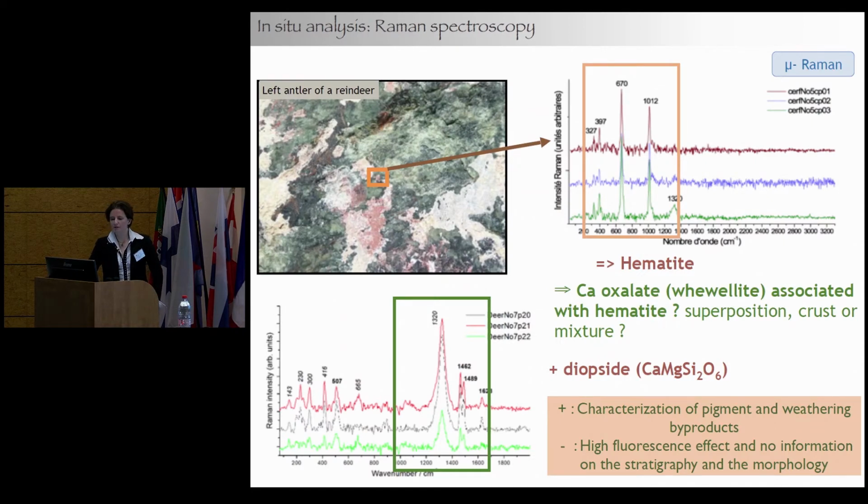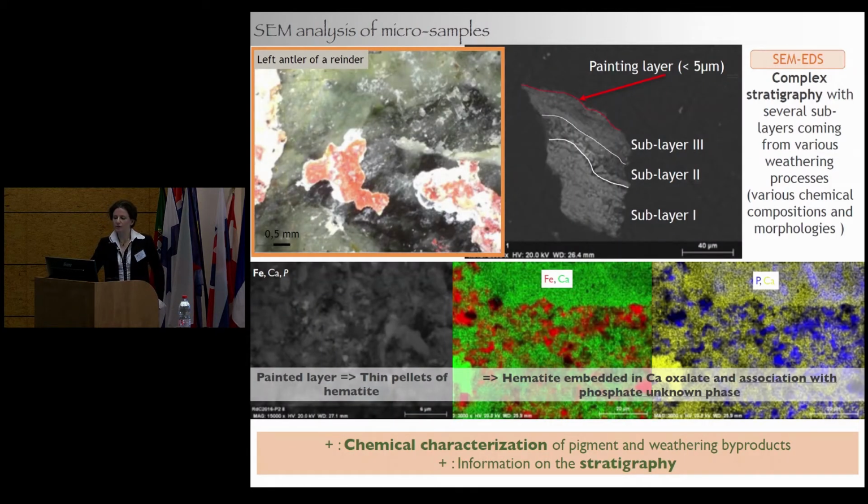We also try to make a Raman spectroscopy directly in situ, which reveals the presence of hematite, but also, from this crust, the calcium oxalate. But we don't have any information about the stratigraphy, and the high fluorescence effect due to organic compounds really prevents understanding, and the results obtained with the micro-Raman are not systematic. So we need to go further and try to understand this stratigraphy thanks to the analysis of microsamples.